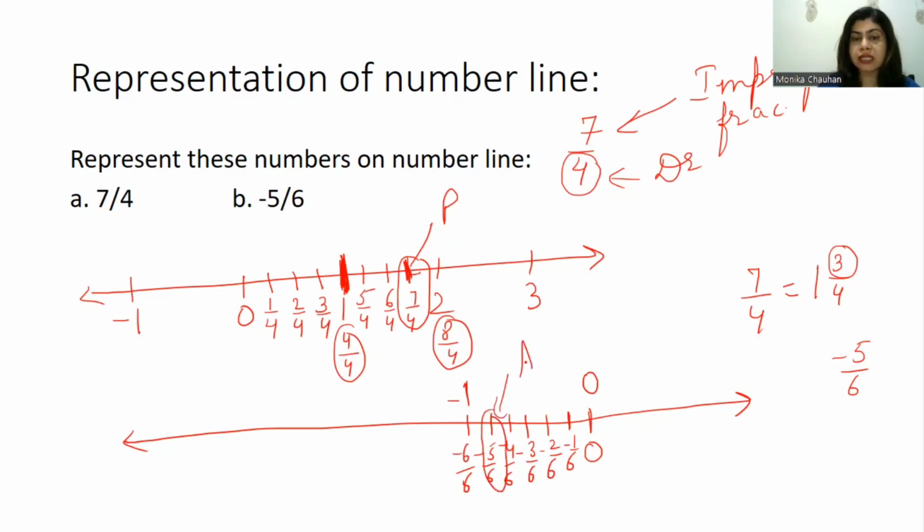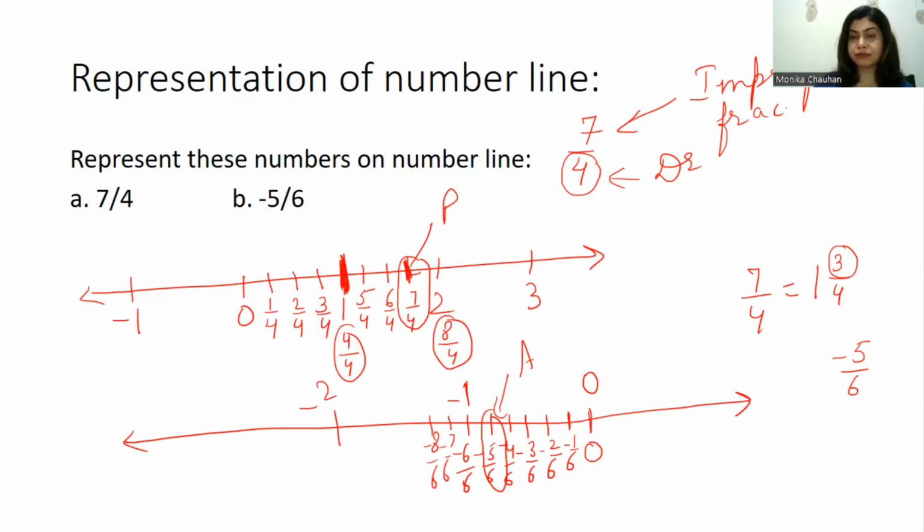You can name it as A also. Now between minus 1 and minus 2, again you need to divide it into 6 equal parts. Suppose they say minus 7 by 6, so where will it lie? It will lie after minus 1. Minus 7 upon 6. If they say minus 8 by 6, it will lie over here. I hope this is clear. So whatever your denominator is, you need to divide it into that number of parts between 0 and 1 and 1 and 2. I hope this is clear.